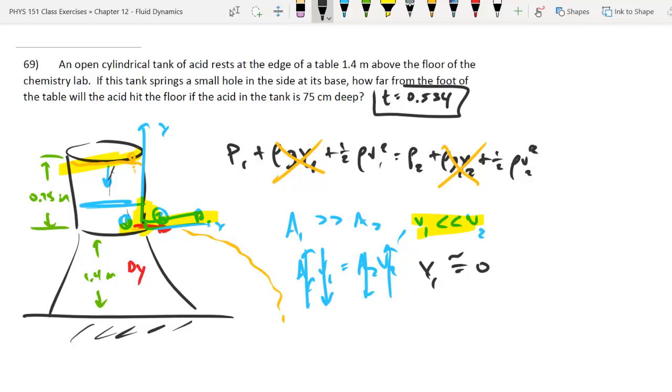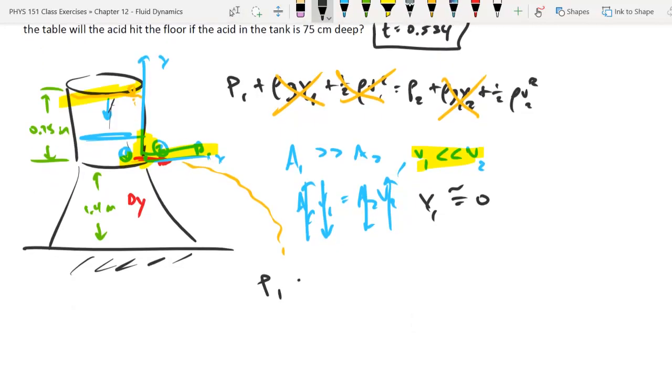The water level in the tank is basically not moving, especially when you compare it to how quickly it's going out. So if we say that velocity 1 is pretty much 0, then obviously velocity 1 squared is even smaller. If velocity 1 were like 1/100th, then velocity 1 squared is like 1/10,000th. Very, very small. So Bernoulli's equation reduces down to pressure 1 is equal to pressure 2 plus 1/2 rho v2 squared.